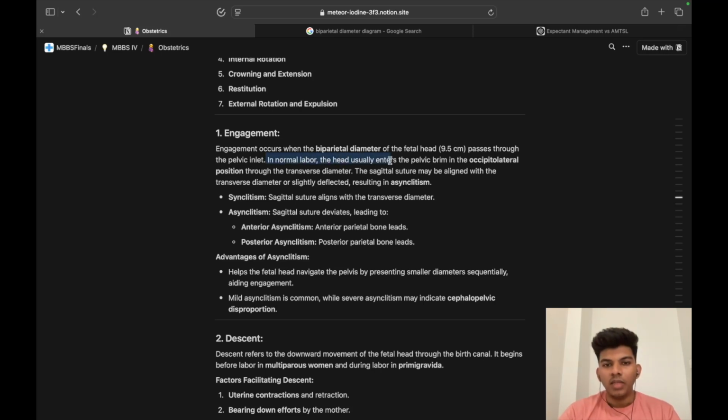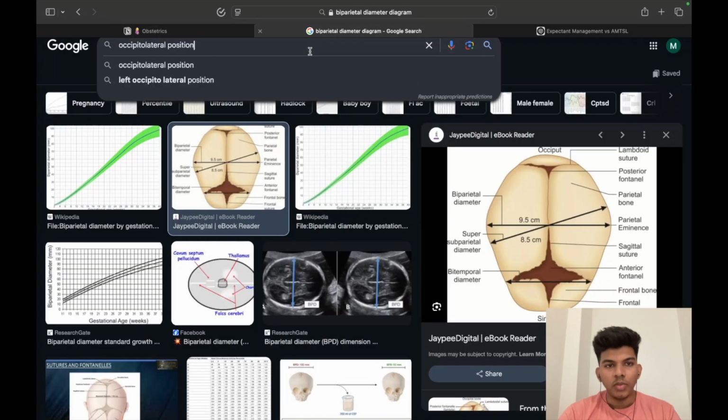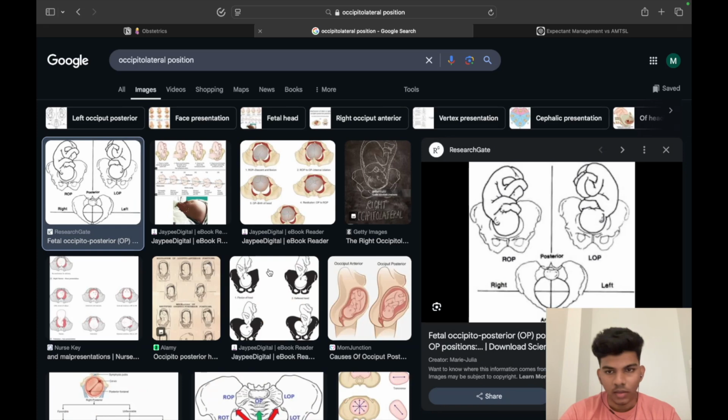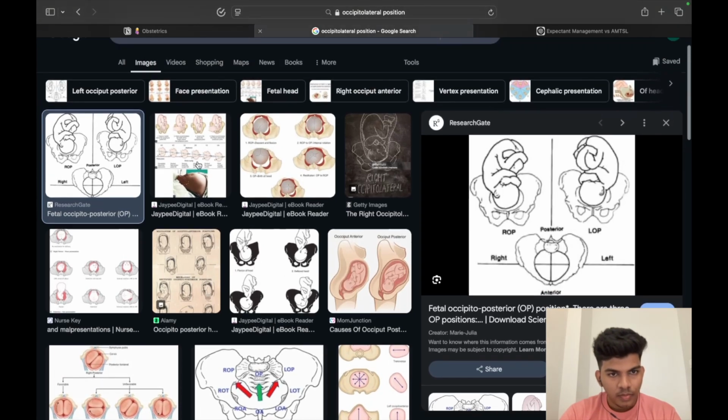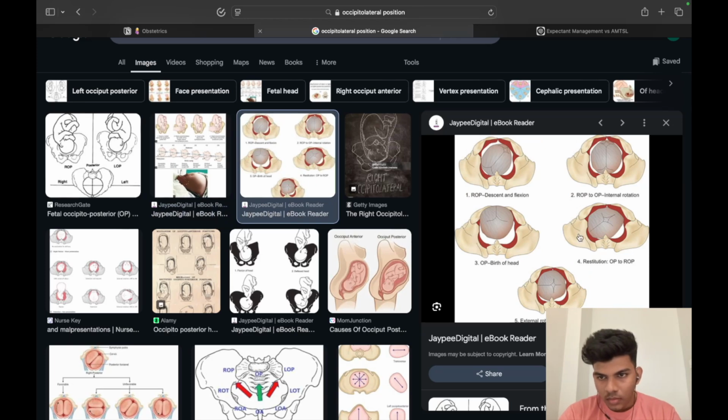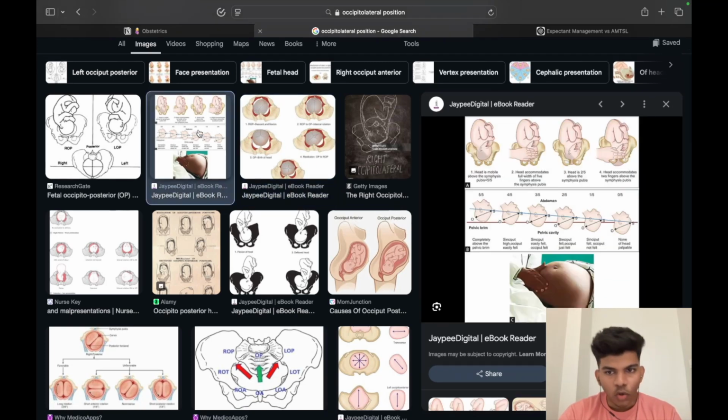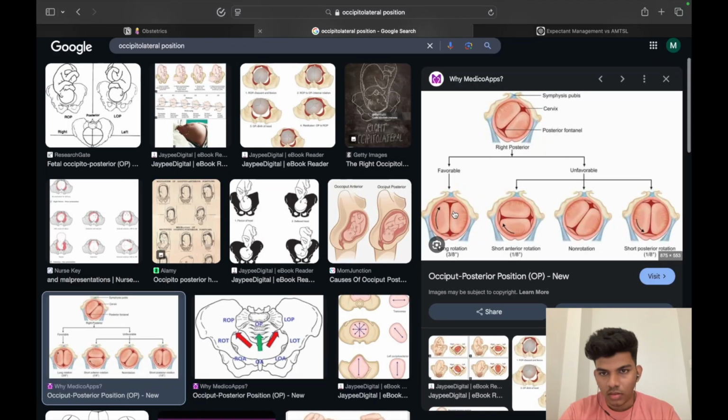In normal labor, the head usually enters the pelvic brim in occipitolateral position through the transverse diameter. First we'll look at each and every term. First one is occipitolateral position. Here you can see right occipito, this is occipito posterior, and this is occipitolateral. Occiput in the lateral position, if you can imagine it, the back of the head should be in the lateral position.